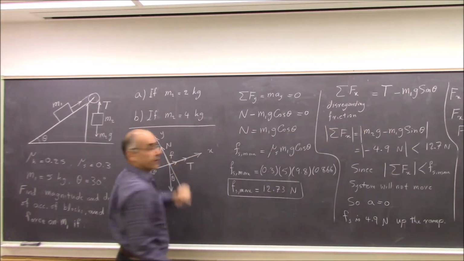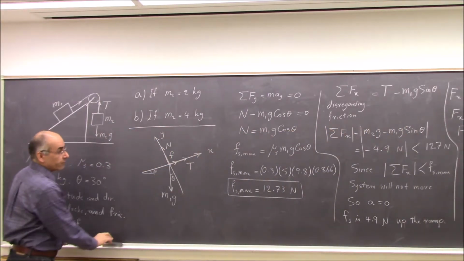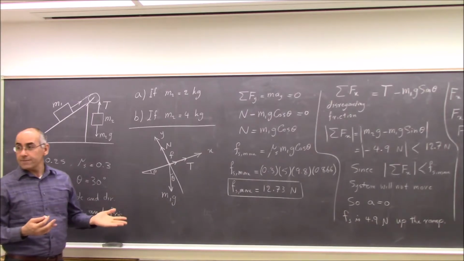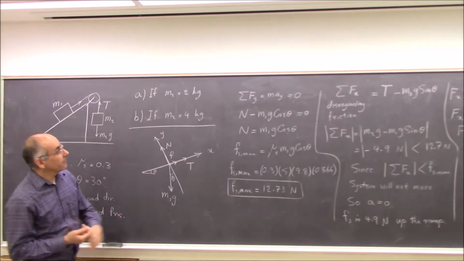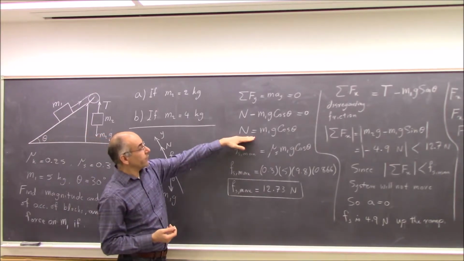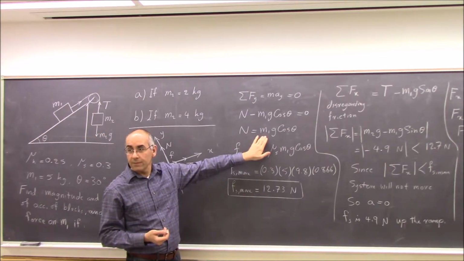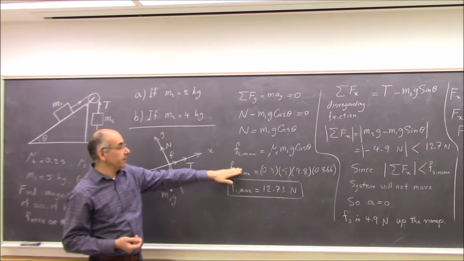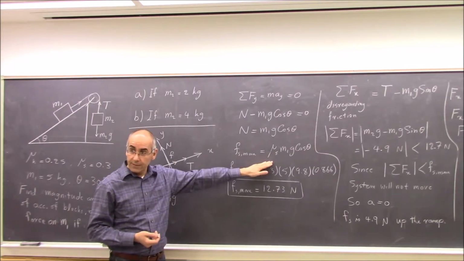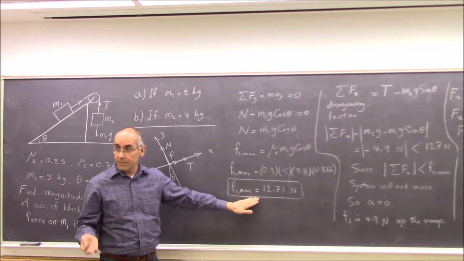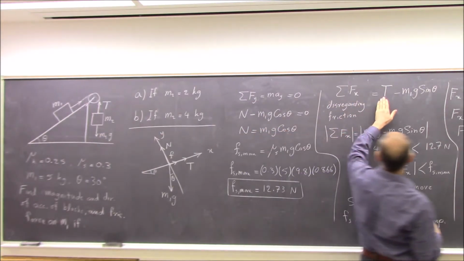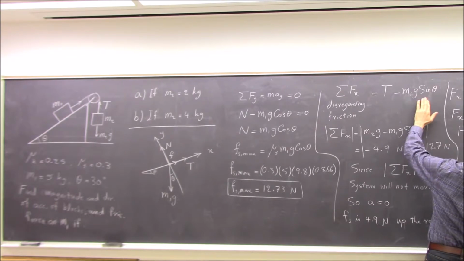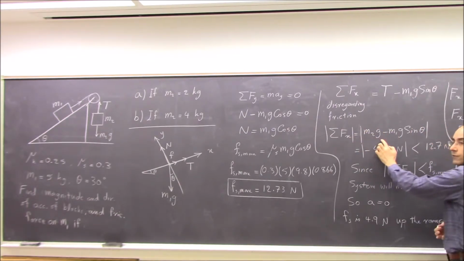If M2 is 4 kilogram, what changes? You see, when you calculate normal force, it just depends on M1 and theta. Those are not changing, right? Mu s is not changing, right? So Fs max is the same. And then we say sum of Fx equals T minus M1g sine theta, and T equals M2g.